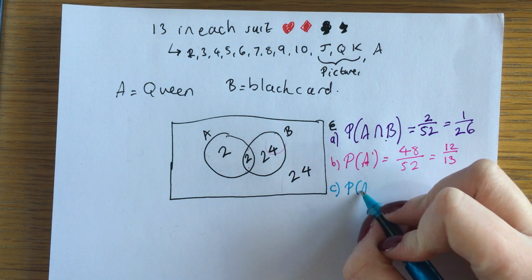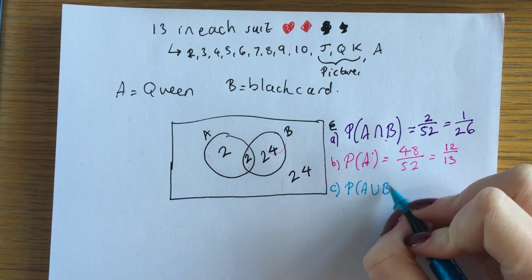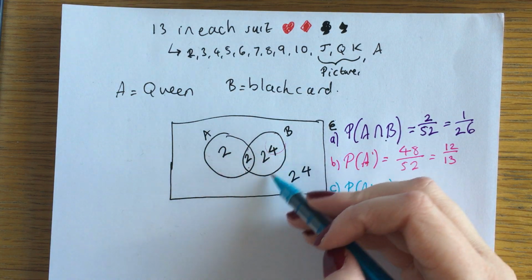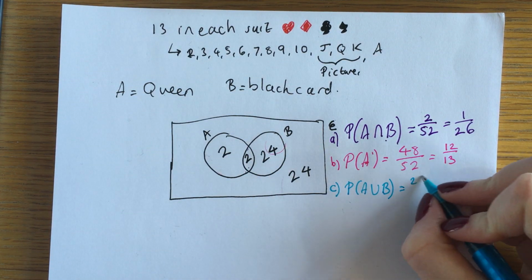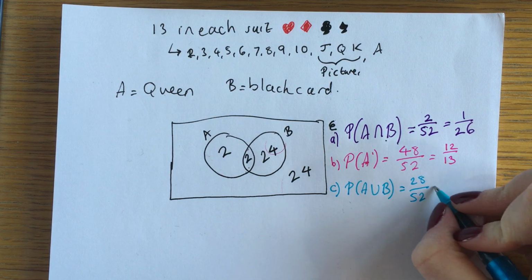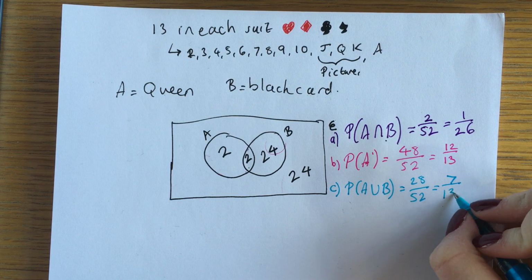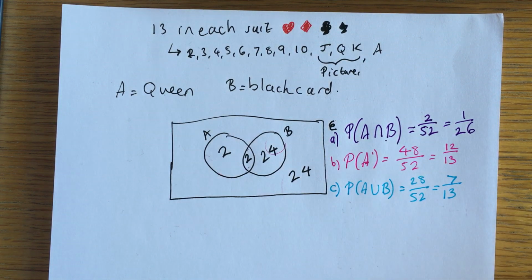C, probability of A union B. That's everything inside these two circles. So that's 28 out of 52, which is 7 out of 13.